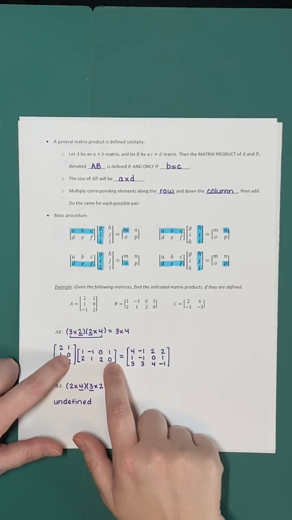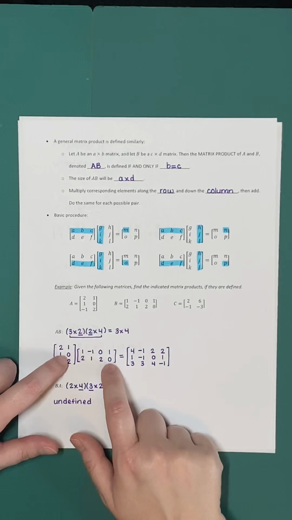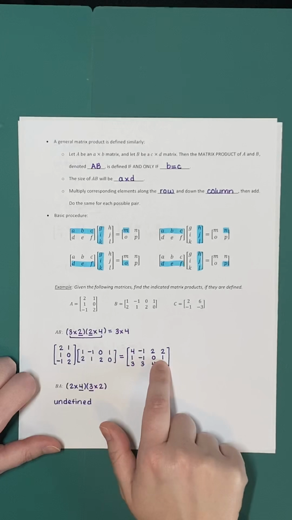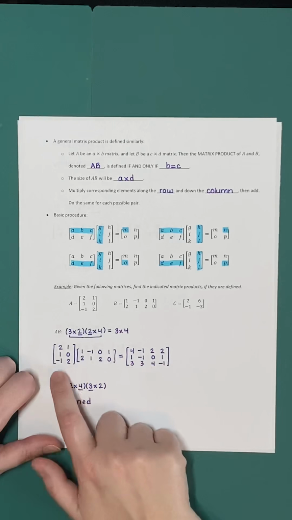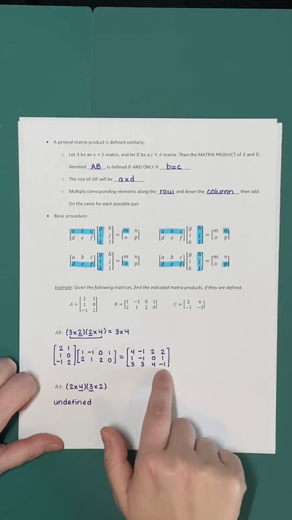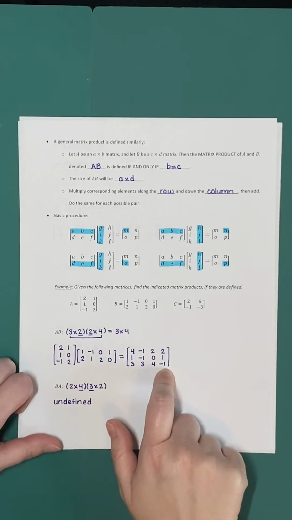0 times 0 is 0. 1 plus 0 is going to give me 1. So that fills in the second row. Now I'm going to go to the third row, combine with all 4 columns, which will fill in the third row in our answer matrix.